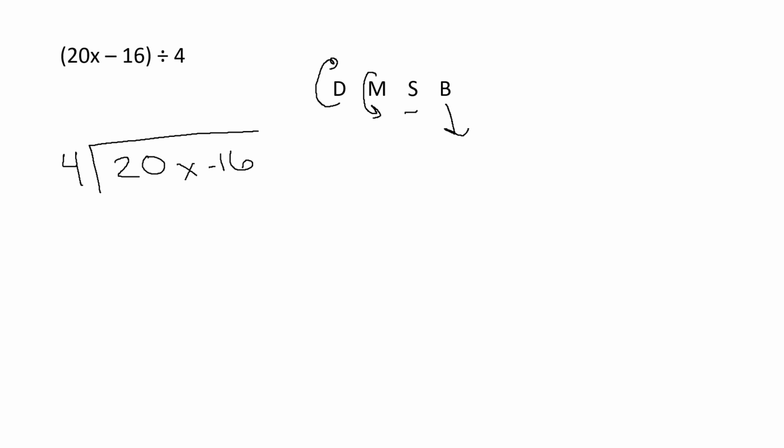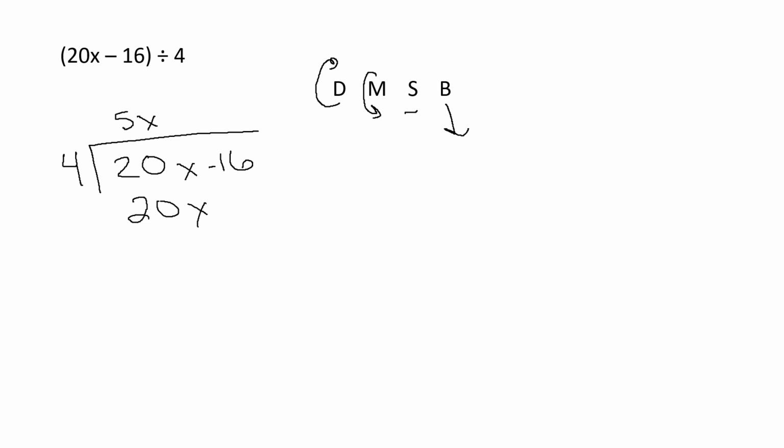Now, for the way that I always teach division to begin, we take our first piece and we divide it up. 20x divided by 4 is 5x. 20 divided by 4 is 5, and the x just stays. So step 1, I divide out. Step 2, I multiply in. 5x times 4 is 20x.